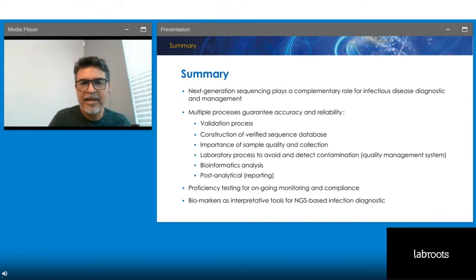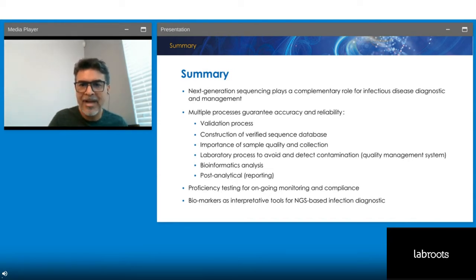So in summary, next generation sequencing plays a complementary role for infectious disease diagnostics and possibly for management. There are multiple processes that guarantee accuracy and reliability: a good validation process, a construction of a verified sequence, a good database, and the importance of quality sample collection. This is critical. As a laboratorian, especially as a microbiologist, we know that we need to have a good quality sample. Any good result starts from a good quality sample. And we need to follow this in NGS and make it even stricter than regular cultures.